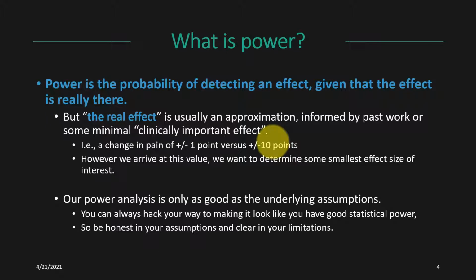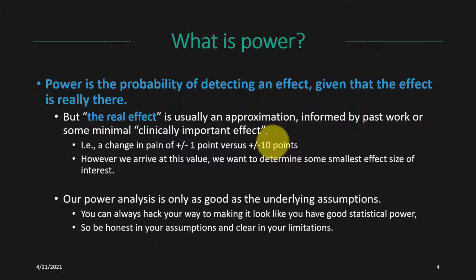So power has a strong relationship to this, in that power is then the probability of detecting an effect, so declaring an effect statistically significant, given that the effect is really there. But when we talk about a real effect, that's usually some kind of approximation. We don't have direct access to what the real effect actually is, so calculating statistical power is always an approximation. It's never a perfect calculation.